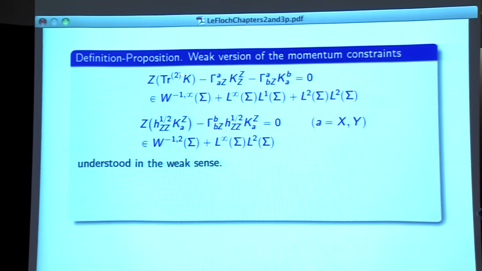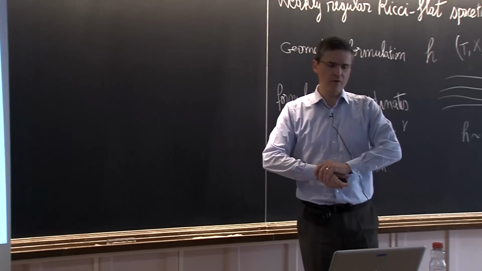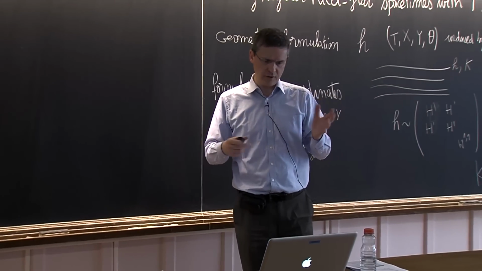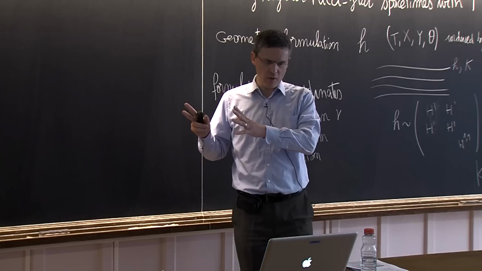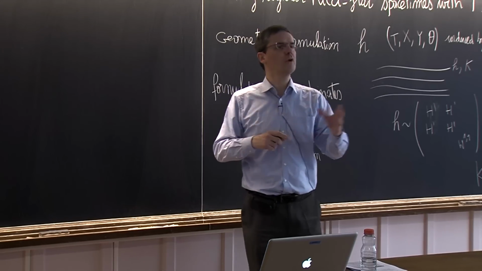So it's somehow less regular. I mean, it's a distribution anyway. And then you have a second term here, which is a product of this contraction of the gamma, which is L infinity, and then this term, which is a general term in the second fundamental form, which is in L2. So I take this as a definition, and I claim that when it is sufficiently regular, the definition that I'm proposing here corresponds to the usual definition.